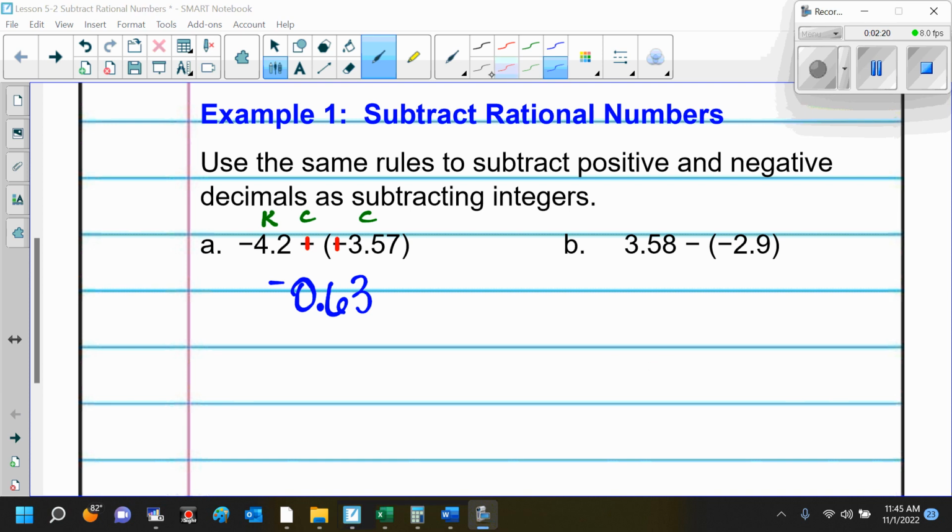All right, for letter B, again, we're going to keep, change, change. So the first number stays the same. The subtraction becomes addition, and the negative 2.9 becomes a positive 2.9. Very good. And now we have a positive plus a positive. You just add like normal, right? Very good. And of course, my answer is going to be a positive, right? So our answer here is going to be 6.48. And because this is a positive plus a positive now, the answer is going to be positive.